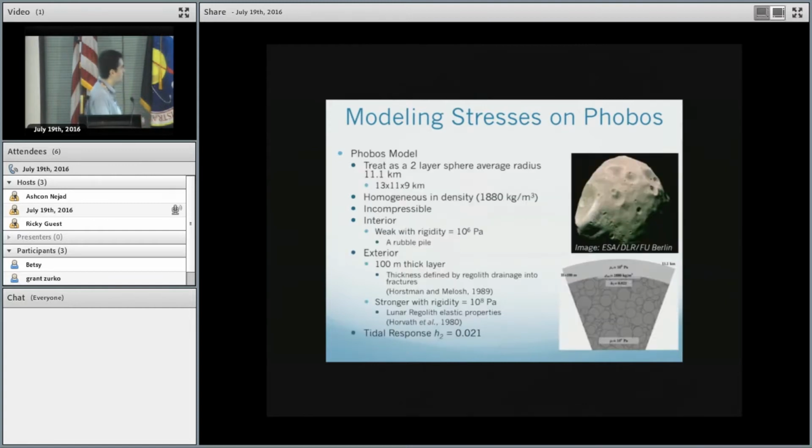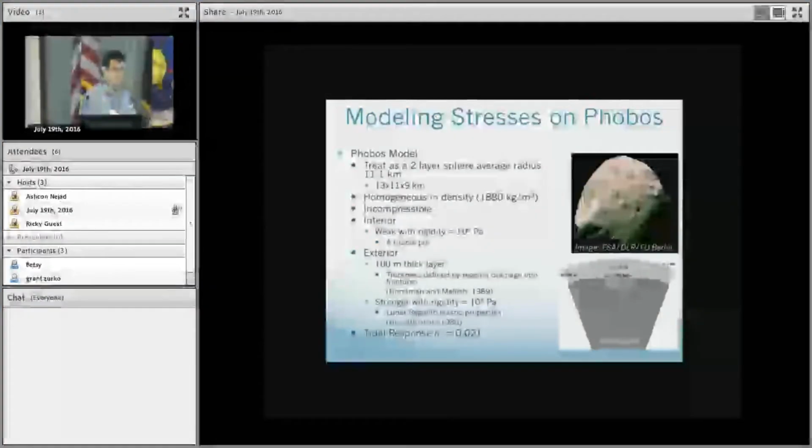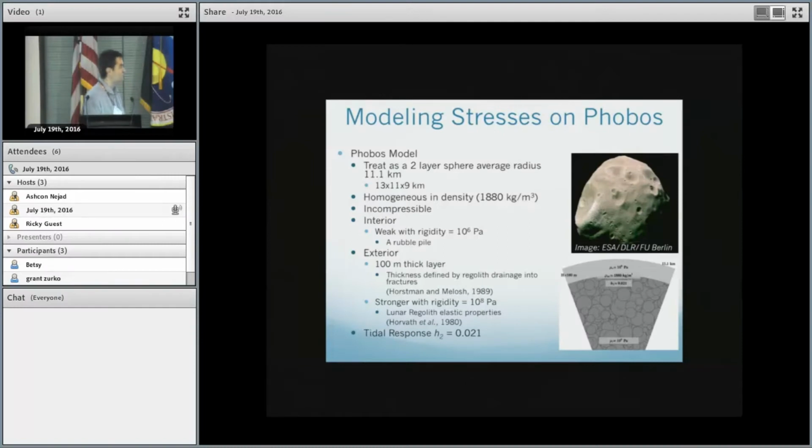To figure out how well it deforms due to tides, we had to put together a two-layer model based on the work of Sabadini and Vermeersen to calculate how the body deforms due to the tidal gravitational potential of Mars. Again, we treat this as a two-layer sphere with an average radius of about 11 kilometers. We have incompressible layers, and each layer has the same density of about 2000 kilograms per meter cubed. For the interior, we've used a weaker material, with a rigidity of about 10^6 pascals.